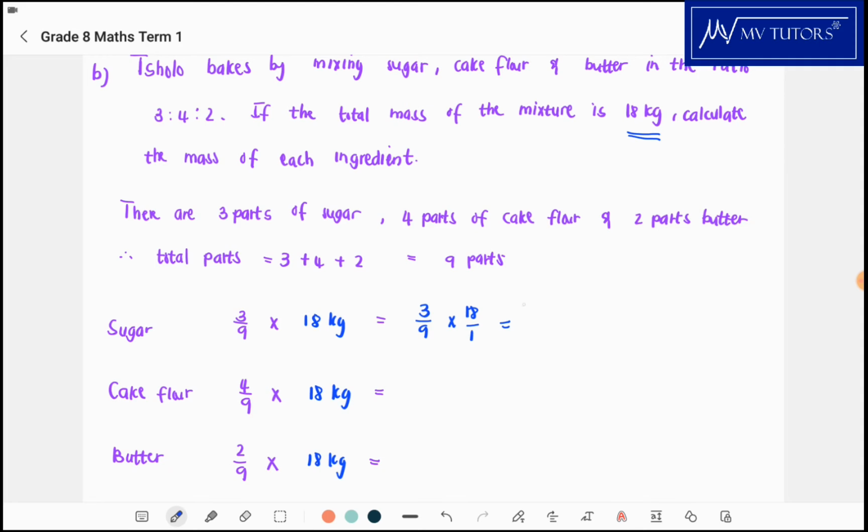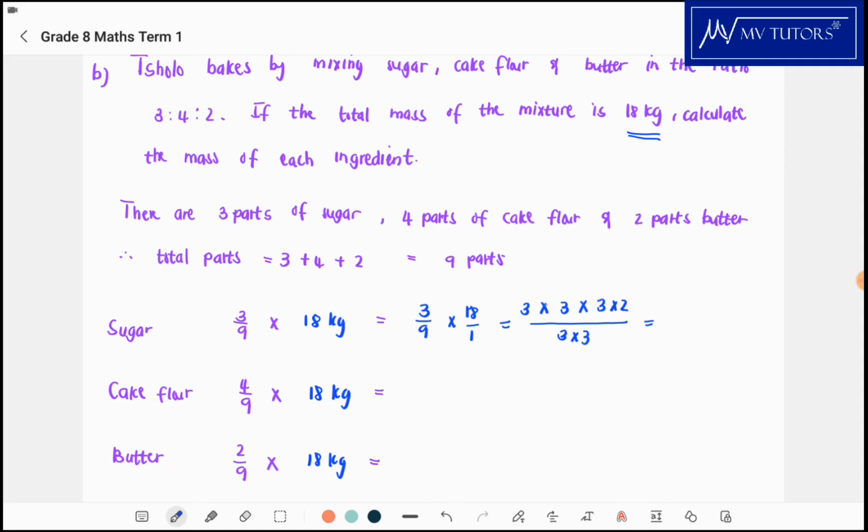I'm going to write this in prime factors. So 3 is already a prime factor. 18 is 3 times 6. So there's a 3. And then 6 is 3 times 2. So 3 times 2. I hope you're following. And at the bottom, 9 is a multiple of 3, right? So 3 times 3. So how many parts of sugar, or what is the total mass that would be for sugar?